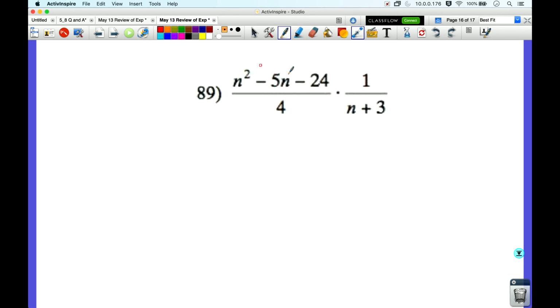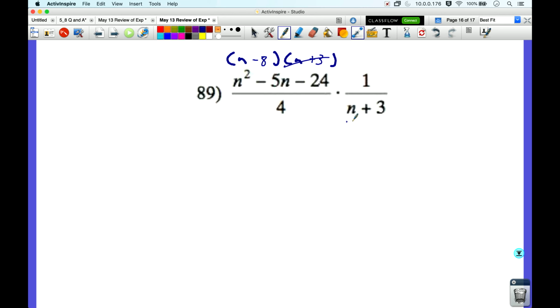Here we've got a rational function to simplify. So if we're simplifying, we're looking to maybe cancel. So let's see if this top factors: two numbers that multiply to be negative 24 but add to be negative 5. Those are going to be a negative 8 and a positive 3.